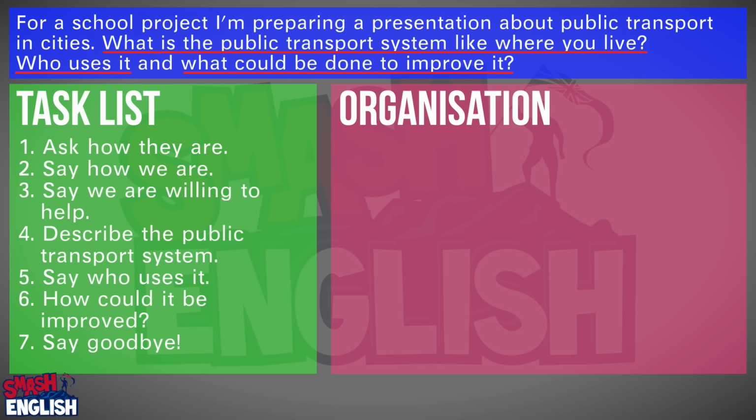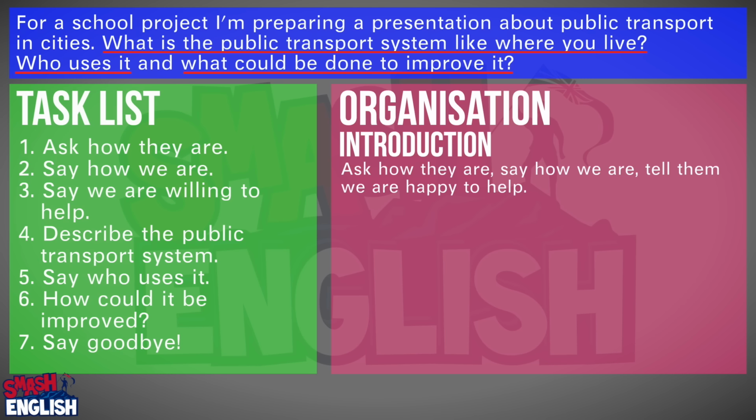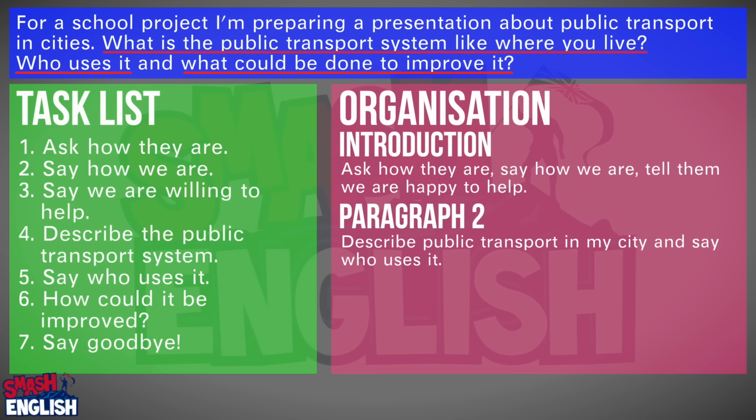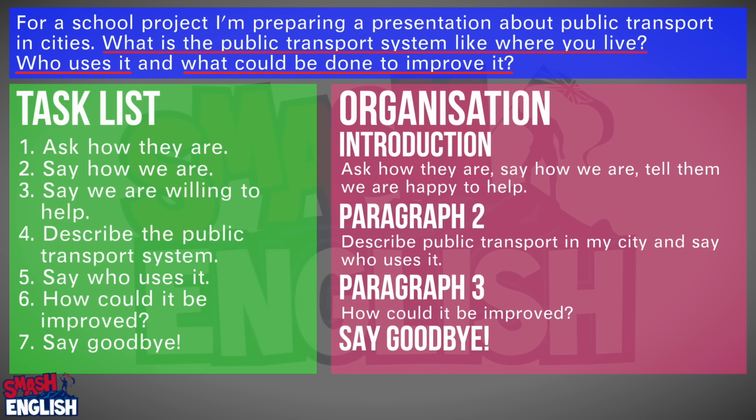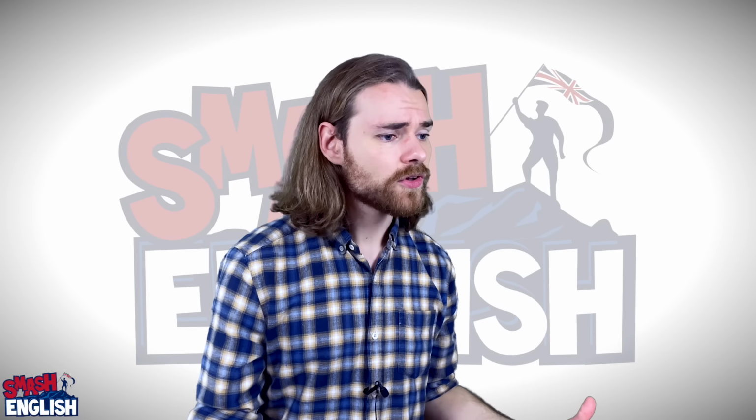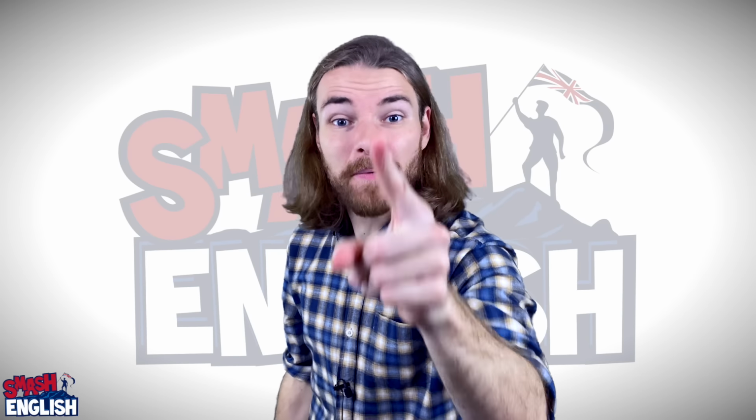Remember, we must format the email correctly. So, introduction, be nice, ask personal and friendly questions and explain that we are happy to help. Then, in paragraph 2, I will describe public transport in my city and who uses it. In paragraph 3, I will write a paragraph on what could be done to improve public transport in my city. Then, in paragraph 4, I will be nice again and say goodbye. And this is called planning. And it is very important.